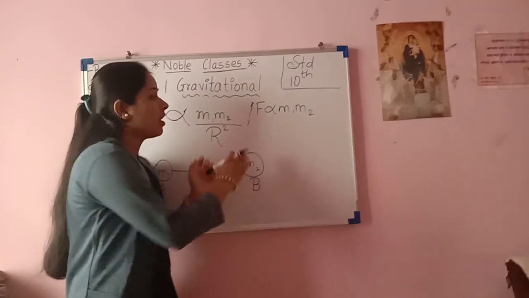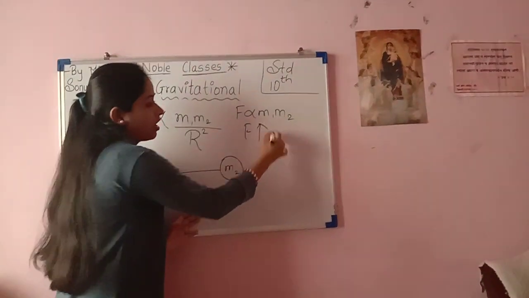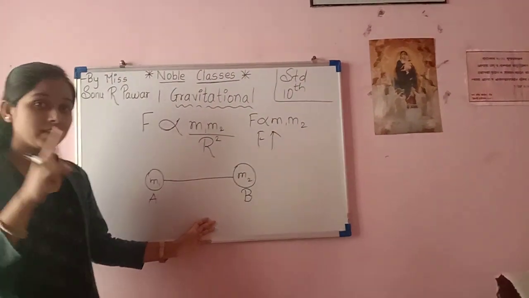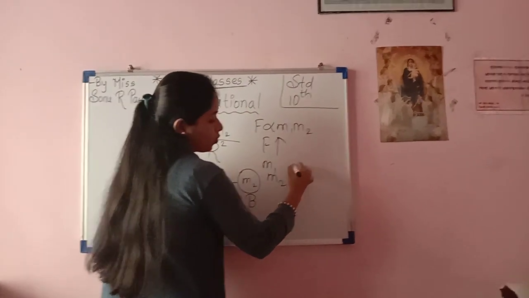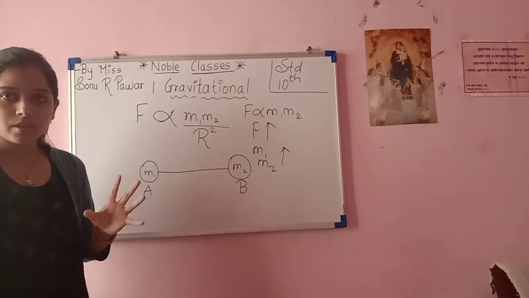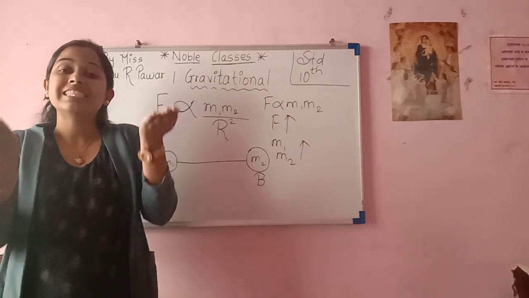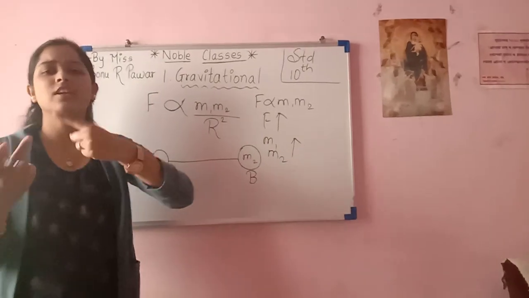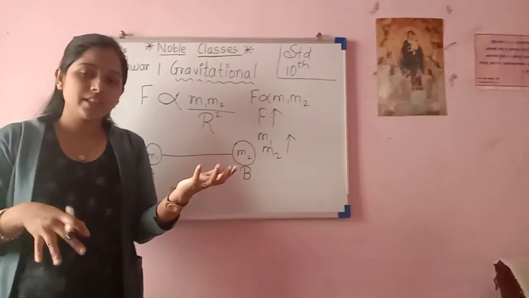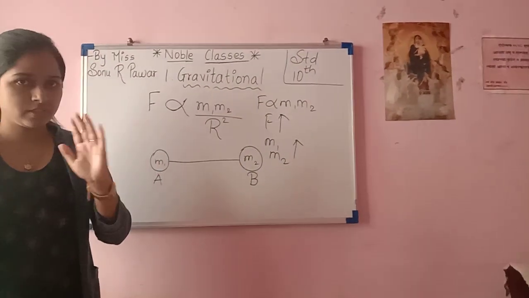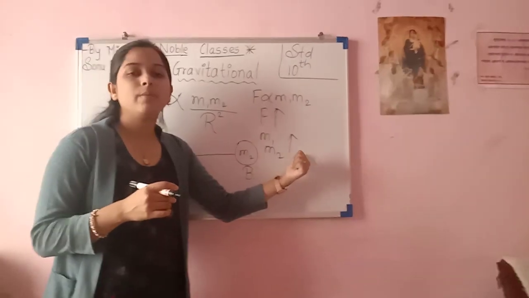That if one quantity increases, for example, if my force is increasing, then my M1 and M2 will also increase. That means if one quantity is increasing, automatically the second quantity will start increasing. Why? It has a direct relation. Direct relation means, if one is happy, the other will also be happy. In a similar way, when force is increasing, both the masses will be increasing.